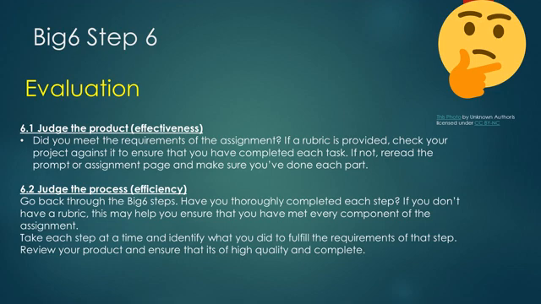6.2, judge the process or the efficiency of your work. Go back through the Big 6 steps. Have you thoroughly completed each one of the 6 steps? If you don't have a rubric, this may help you ensure that you have met every component of the assignment. Take each step at a time, identify what you did to fulfill the requirements of that step, and ensure that they are part of your project. Review your project and ensure that it is of high quality and that it is complete. Don't submit a rough draft.